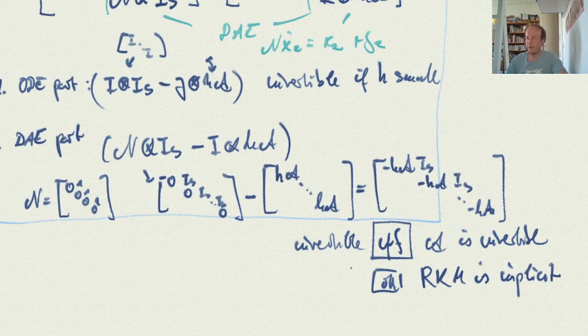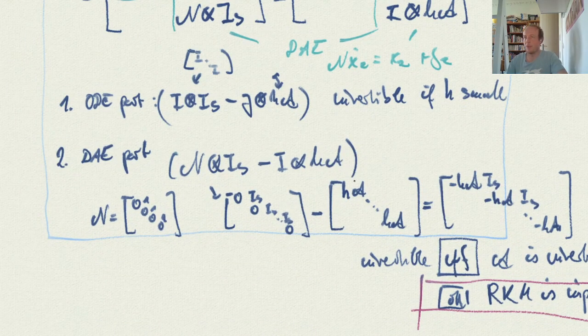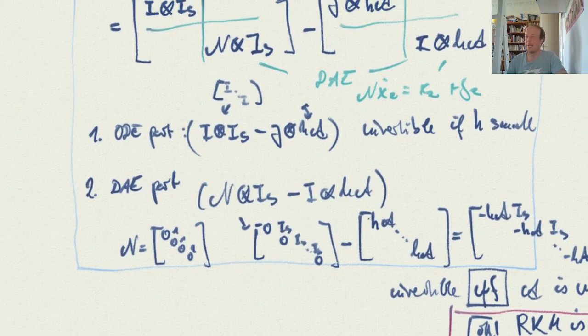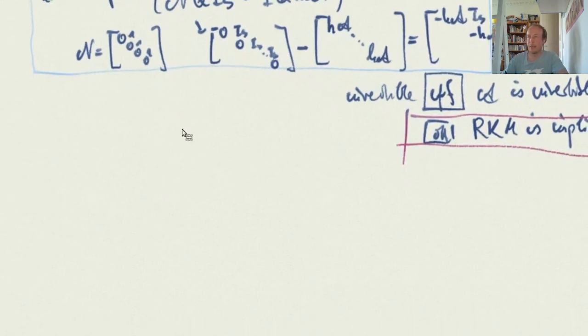And that's a very important message. Only for implicit methods applied to DAEs can you expect reasonable approximations, because otherwise the matrices that underlie the numerical procedure are just not invertible, so there's no chance to come up with a useful approximation.